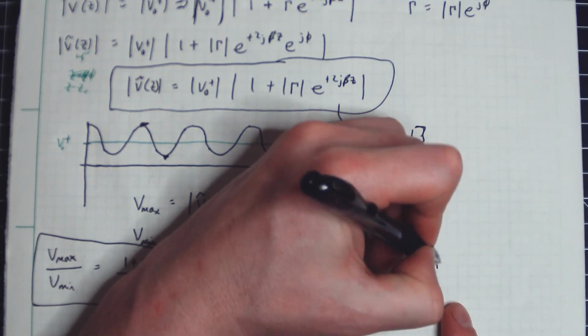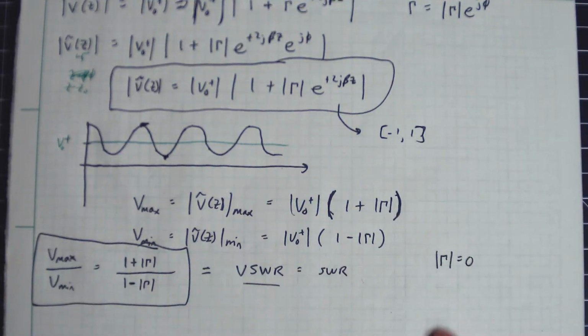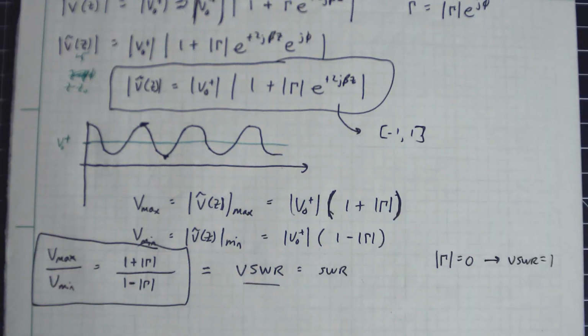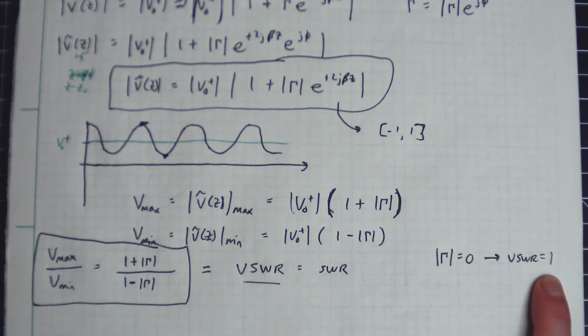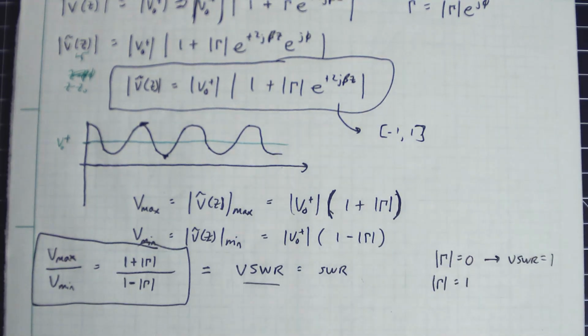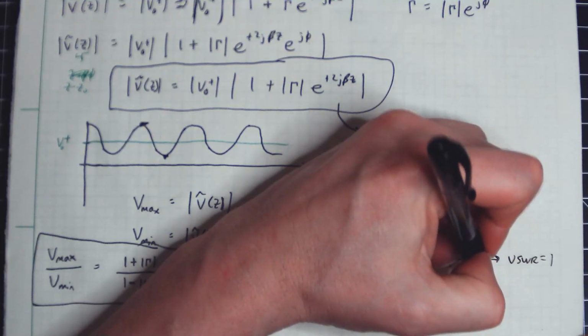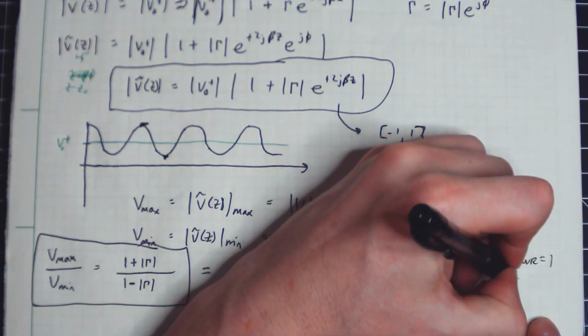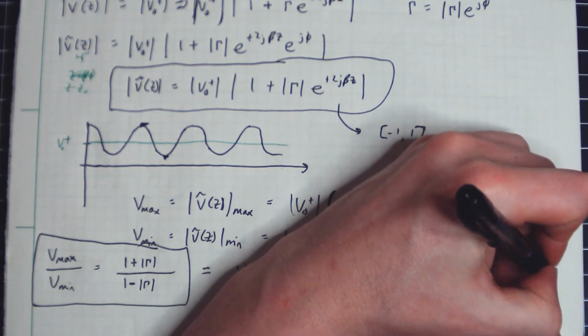So for example, if the magnitude of gamma is 0, then that means there are no reflections and all my energy is propagating to the right, and I'll get a ratio of 1. So that implies VSWR equals 1. So for a perfectly matched load, my standing wave ratio is 1 because my maximum and my minimum are going to be the same. If I have a gamma equal to 1, the opposite extreme, the perfect mismatch, then this little term here goes to 0, which gives me a singularity, and you get VSWR approaches infinity.